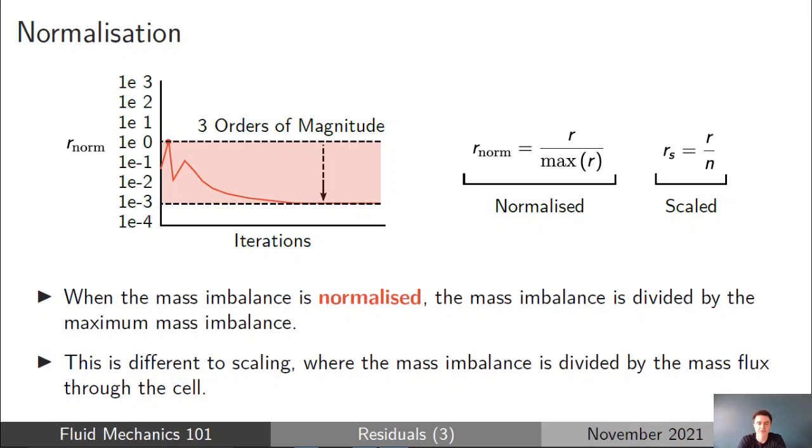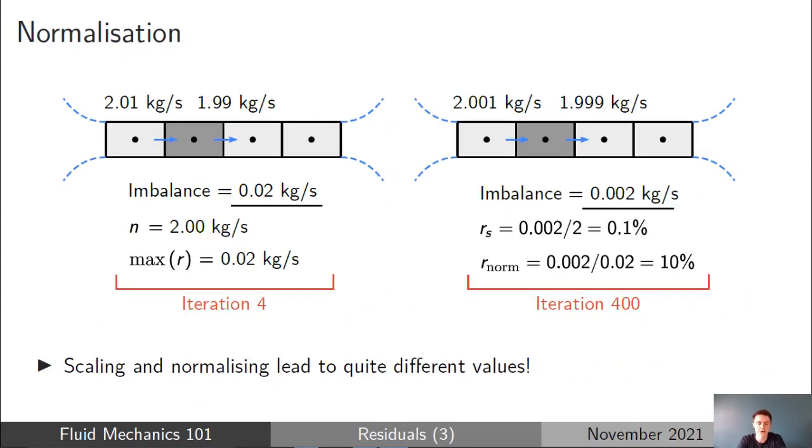It's very easy to get confused between these two approaches, but they are actually very different and they give you very different values. I've put another example up on this slide just to really illustrate how different the values can be and why normalization and scaling are different things. If you look at the case on the left, we've got the same case we looked at before. Our second cell in the mesh has 2.01 kilograms per second coming in the left face of the cell and 1.99 kilograms per second going out the right face of the cell. This gives an imbalance of 0.02 kilograms per second, exactly where we were at the start.